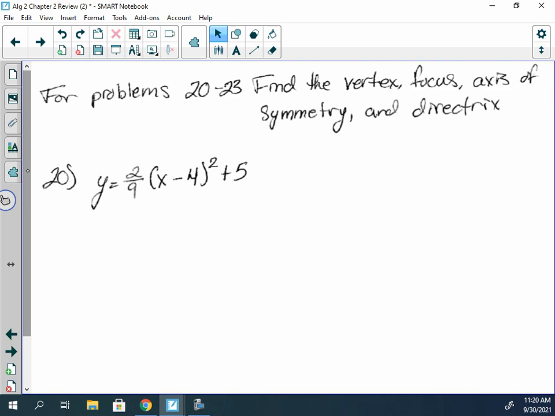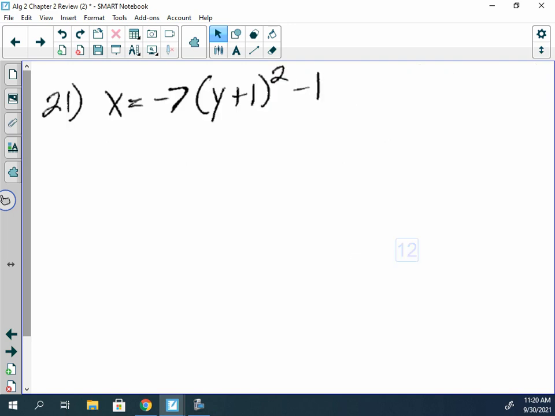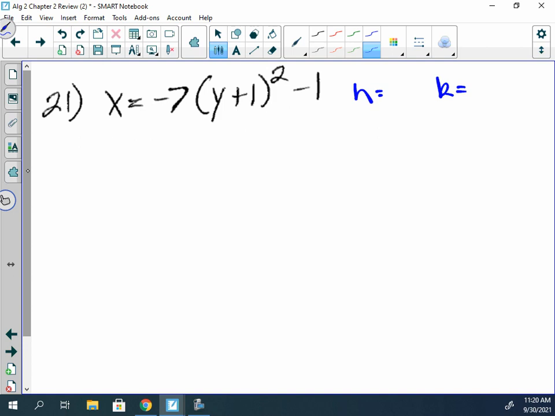Yes. 21. Okay. So we want to find the vertex, focus, directrix, and axis of symmetry. Well, to find those, we need what? H, K, and P. So looking at this here, well, we can get H and K. Well, what's the value of H? Negative 1. And where'd you grab that from?